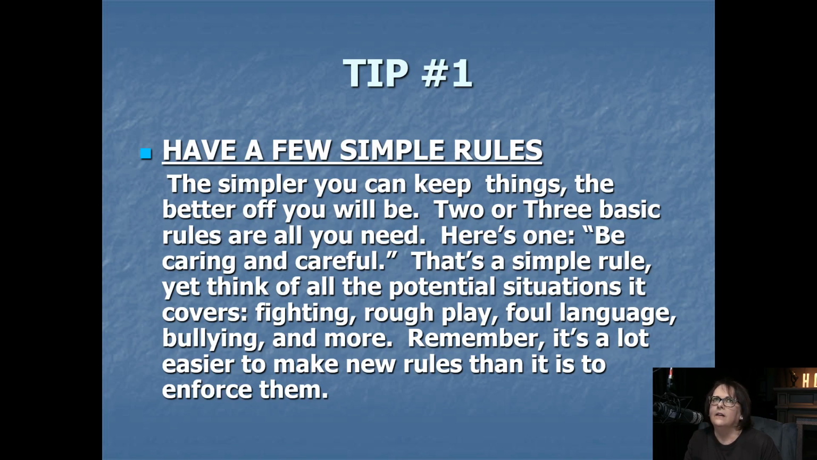The first tip is have a few simple rules, and lots of times we want to have 10 rules or just a list of things to try to hit every point. But the best thing to do is just to have two or three simple rules, basic things that kids can do, can understand. And the one thing that you want to do is make sure they know what those rules mean. If you say you got to be nice to each other, what does it mean to be nice to each other? And you want to have a simple rule that you think covers potential situations like fighting, rough play, foul language. And it's a lot easier to make new rules than it is to enforce them.